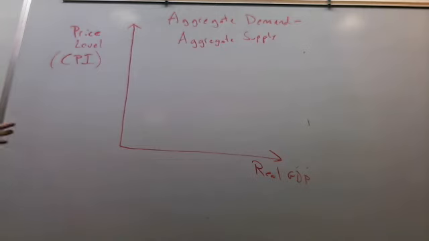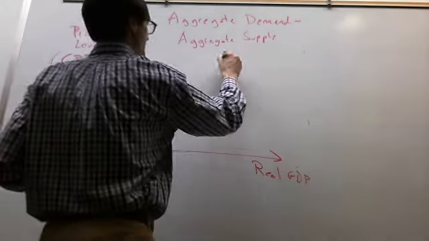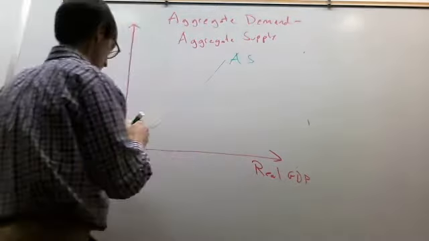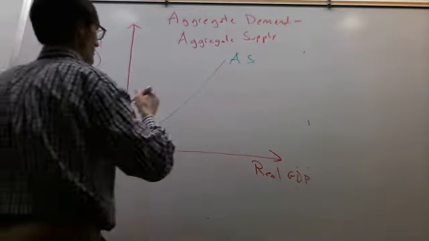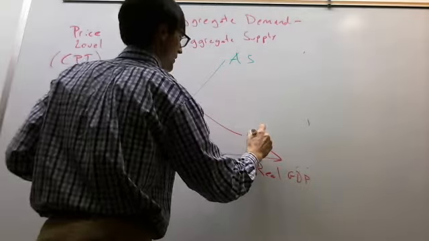Now, if you remember previously, what does demand look like? What does supply look like? Supply is going to be upward sloping, and demand's the other way. All right. Aggregate demand is going to be downward sloping.